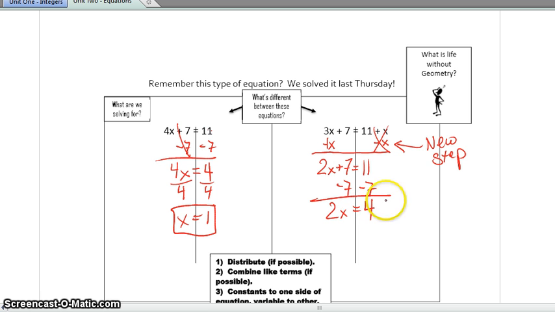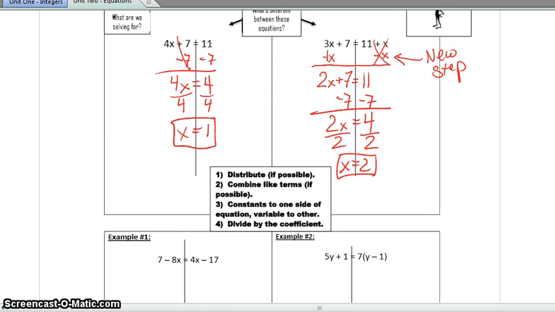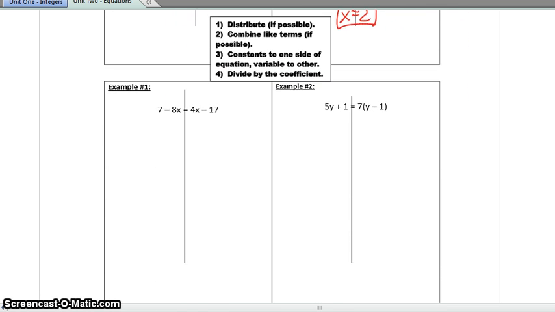2x equals 4. And you said divide by the coefficient, which is 2. Good job, you're using the good words. Remember, the only new step was the first step, which was subtracting x. Why did we do that? Because we want to get the variables on one side of the equation and the constants, or the numbers, on the other side.